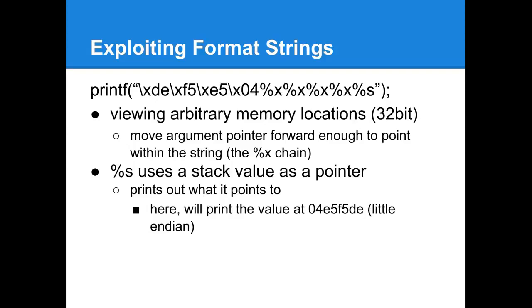And this technique lets you view arbitrary memory locations. What's happening is it's pushing the pointer forward until %s starts looking at our own string here, and then it dereferences this value on the stack as a pointer to a legitimate string address and prints it out accordingly. So it'll print out the string at the address 04E5F5DE. And this above is little endian.